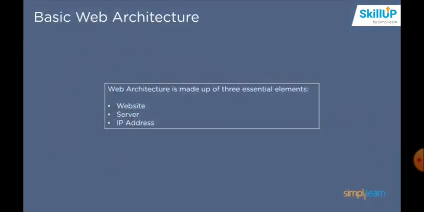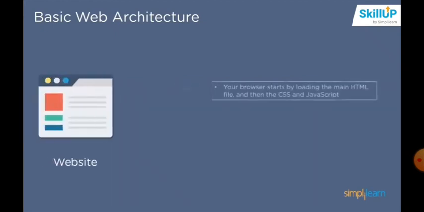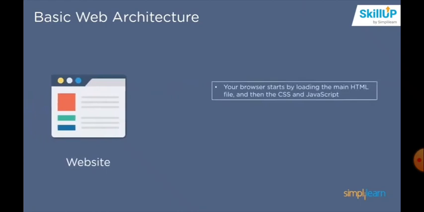Web architecture is made up of three essential elements. That's the website, that is the front end of a web application that is visible to the user. Then there's the server, which constitutes the back end of a web application and holds and manages all the data. And finally, there's the IP address, that is the address assigned to a website in order to be accessible on the internet.